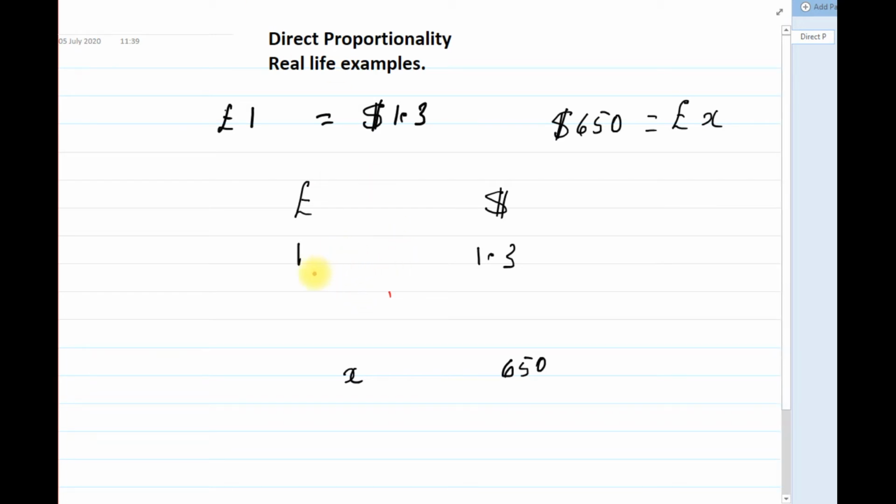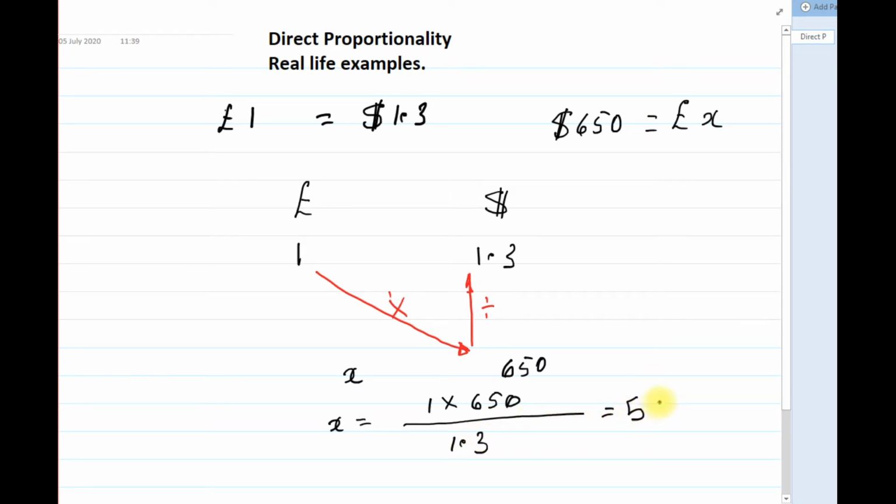In this case, our diagonal value is this number times that divided by the one above, which in this case will give us x is equal to 1 times 650 divided by 1.3, which gives us 500. So $650 at the rate of, sorry, £1 is $1.3, 650 US dollars will give us 500 pounds.